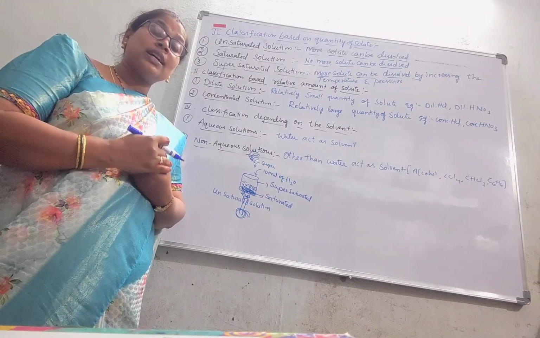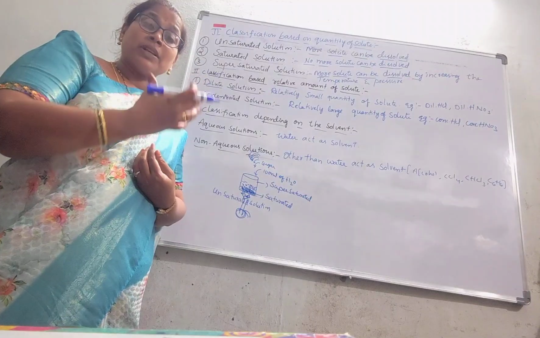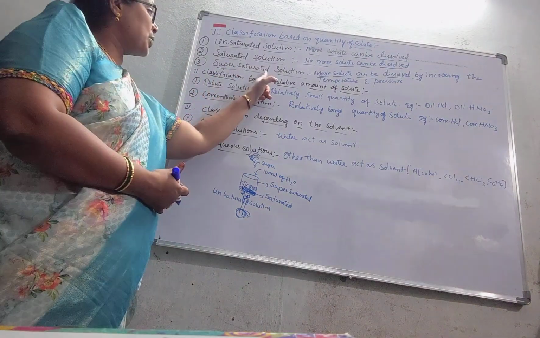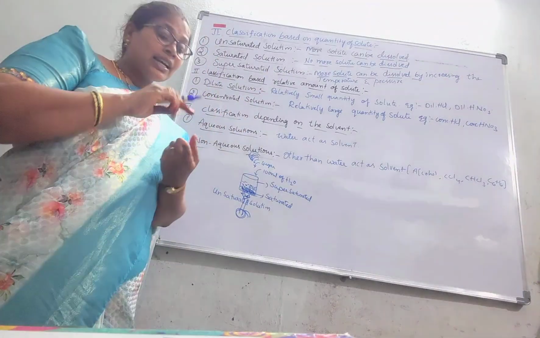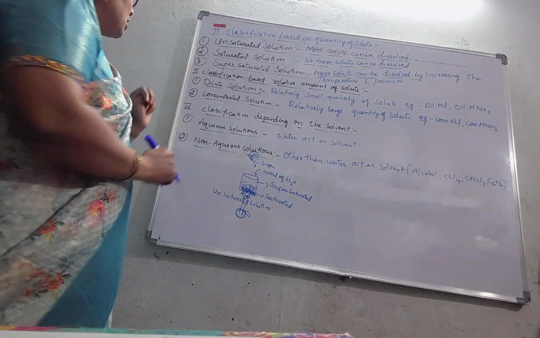So that is called a saturated solution. If you increase the temperature and pressure, more solute can be dissolved. So that is called a supersaturated solution. So this is the second classification. We have completed classification 1 and classification 2. Let us go for classification 3.